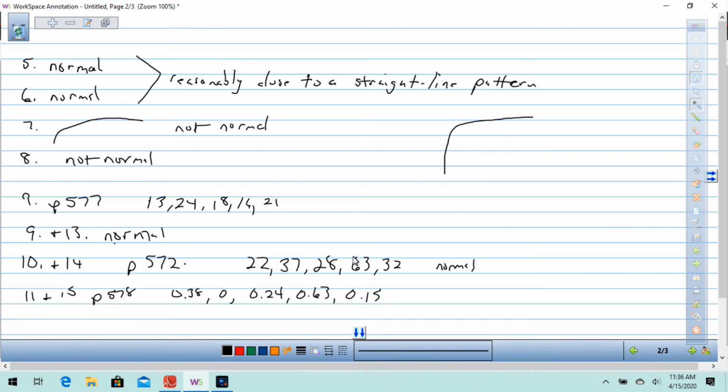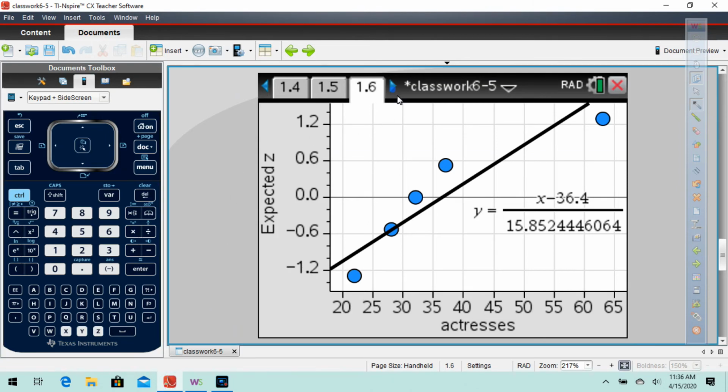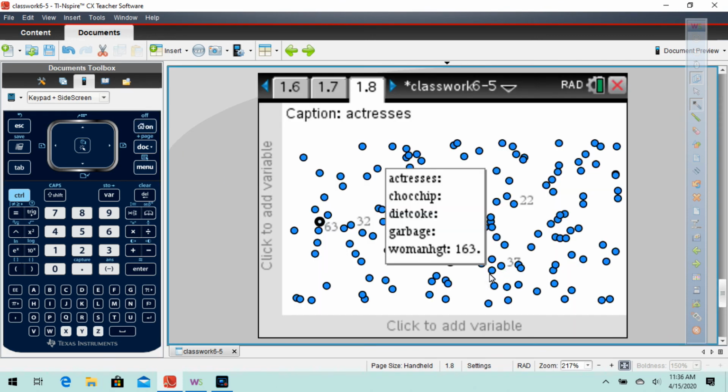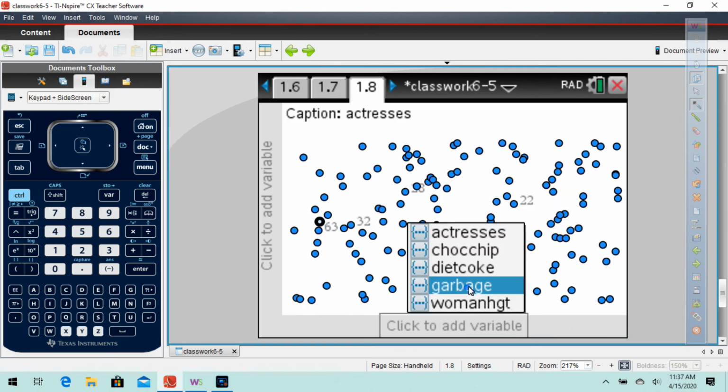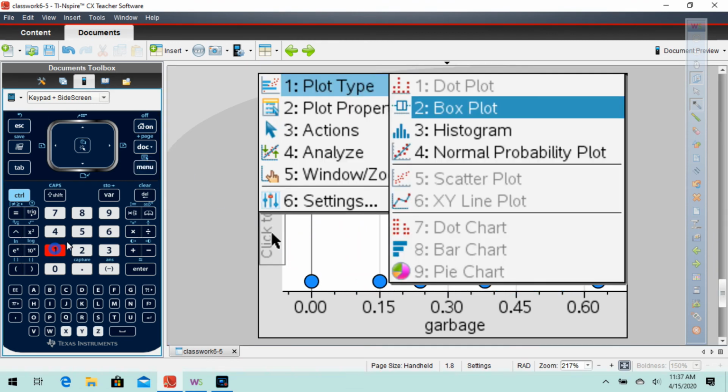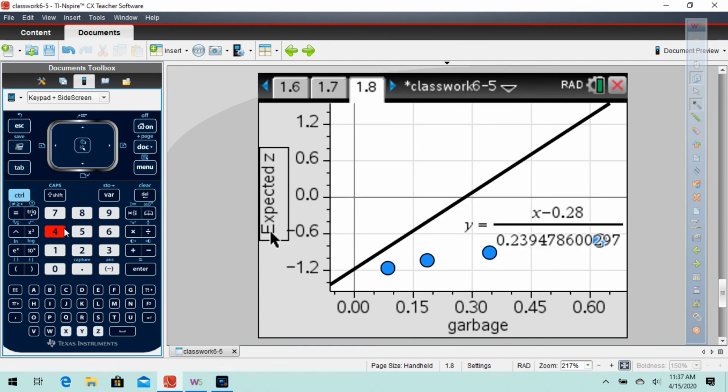Just looking at those numbers, again, it's really hard to tell. There's a little bit of difference here. Notice, you got 0 to 0.6, there's a lot of difference there. All right, so let's just take a look. We'll go back to the Inspire. And yes, I've already put them in there. On graph, garbage, menu, 1, 4.